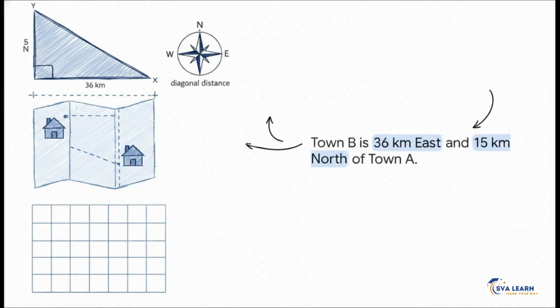Let's take a look at our two locations here, Town A and Town B. We happen to know that Town B sits exactly 36 kilometers directly east and 15 kilometers directly north of Town A. So we've got our horizontal distance, and we've got our vertical distance. All we really need now is that diagonal distance cutting straight across the landscape.